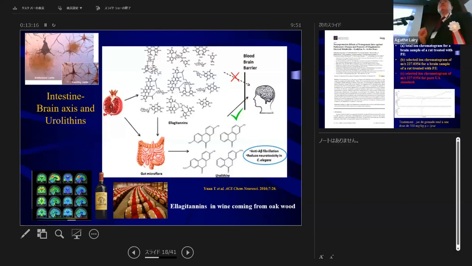It's possible that some polyphenol compounds from intestinal transformation, especially ellagic acid, can be converted, for example, into urolithin. And so these compounds can probably protect neurons and reduce neurotoxicity, especially since wine is aged in wood, and wood can generate ellagic acid. This is a very important issue to understand what is probably happening at the brain level.